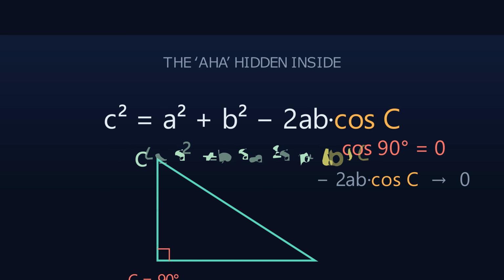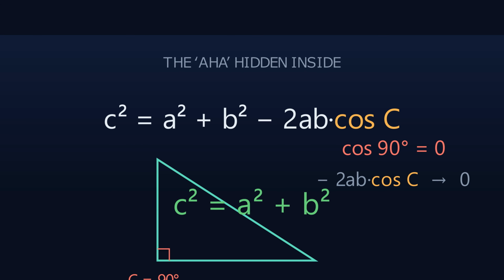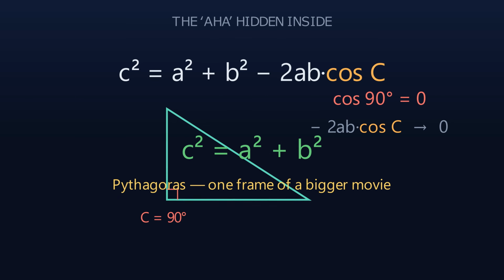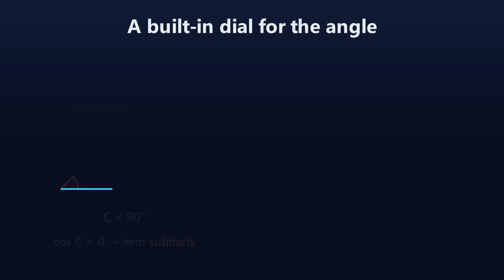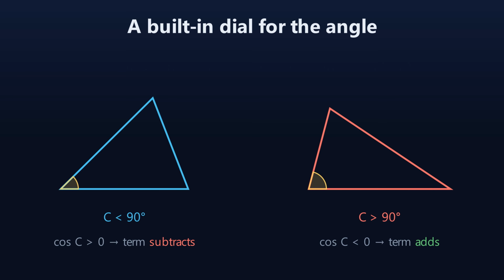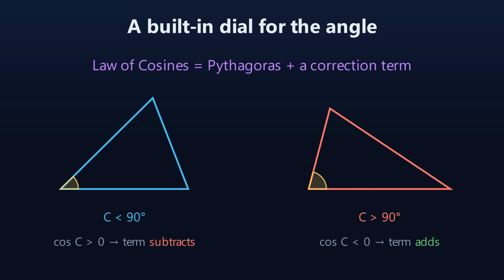Pythagoras is just the law of cosines, for the one special case of a right angle. The most famous theorem in mathematics is a single frame of a much bigger movie. And when the angle isn't 90 degrees, that extra term is a correction. Open the angle wider than a right angle and the cosine turns negative, so the term adds length, the far side stretches. Close it tighter and the term subtracts, the far side shrinks. The law of cosines is just Pythagoras, with a built-in dial for the angle.